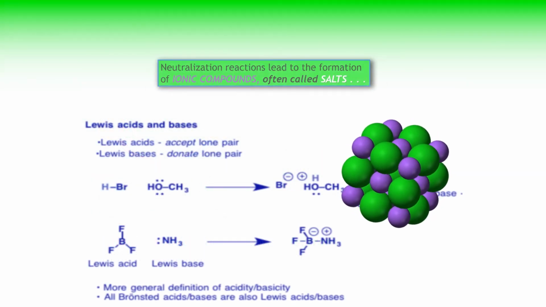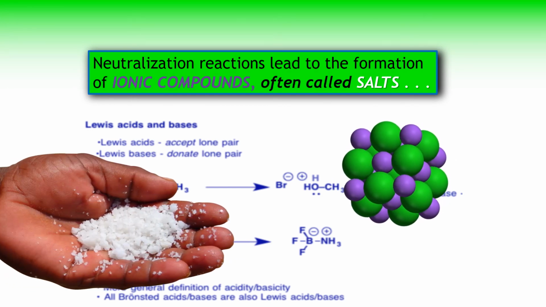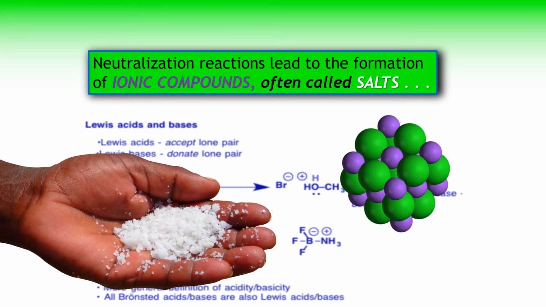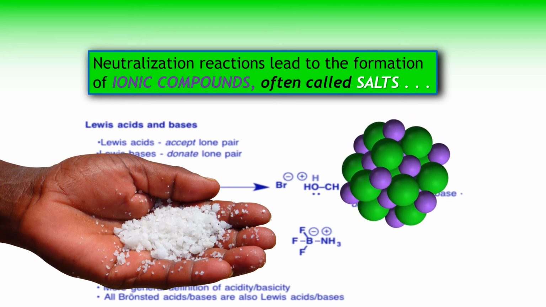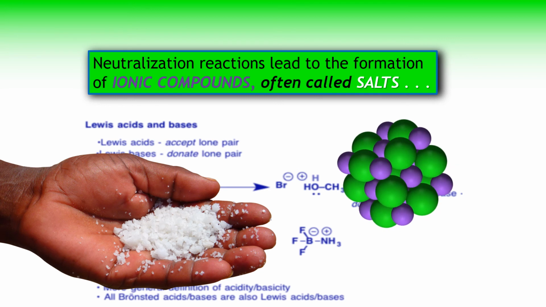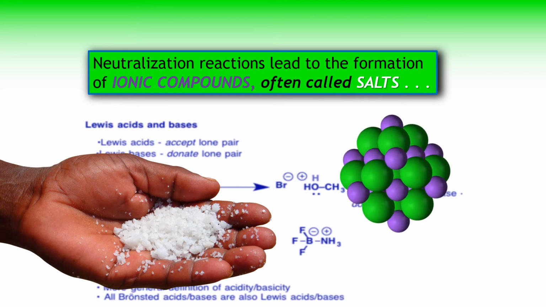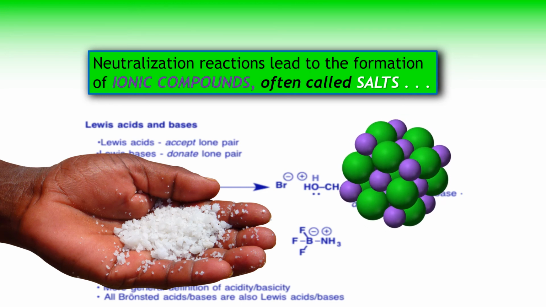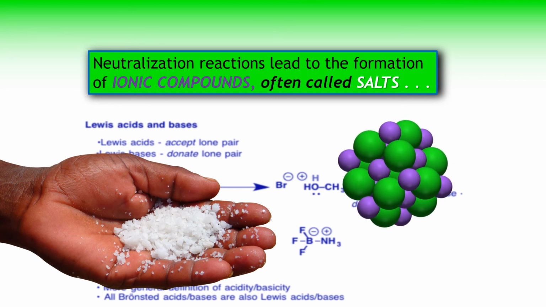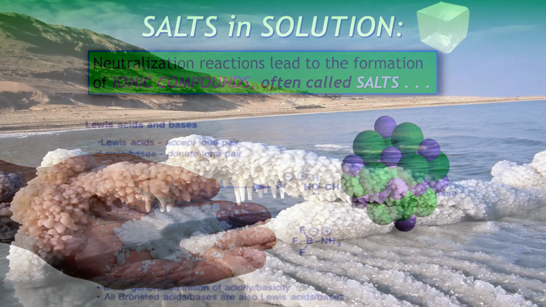Now, when talking about neutralization reactions, they lead to the formation of ionic compounds, which are often called salt. We all say sodium chloride is salt, table salt, but that's a particular kind of salt, and it turns out that in chemistry, salt is a general term that really is used to talk about almost any compound that's formed by a neutralization reaction between an acid and a base.